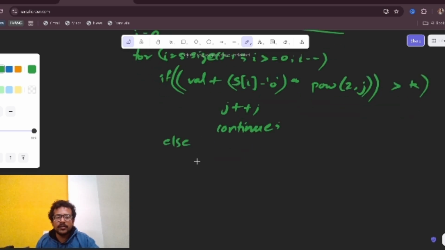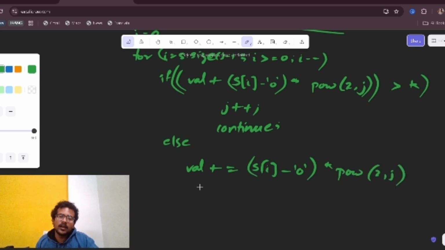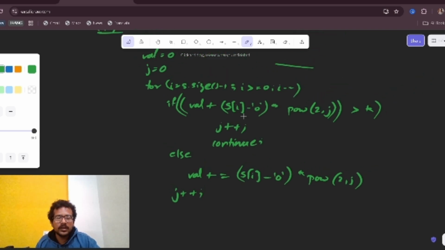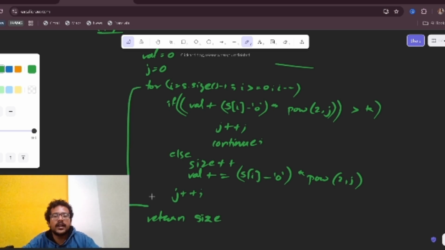Now, else, what we need to do? Value plus equal to s of i minus 0, taking the digit into power of 2 comma j. Now I got the value, and after that I will increment the j, that means the power. If it is not greater than k, so the else is satisfied, then I'll just increment my size and return size at the end. So this is how we write the algorithm for this.